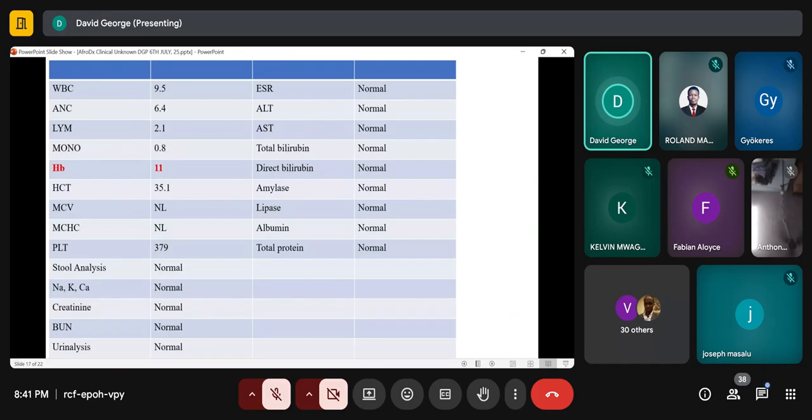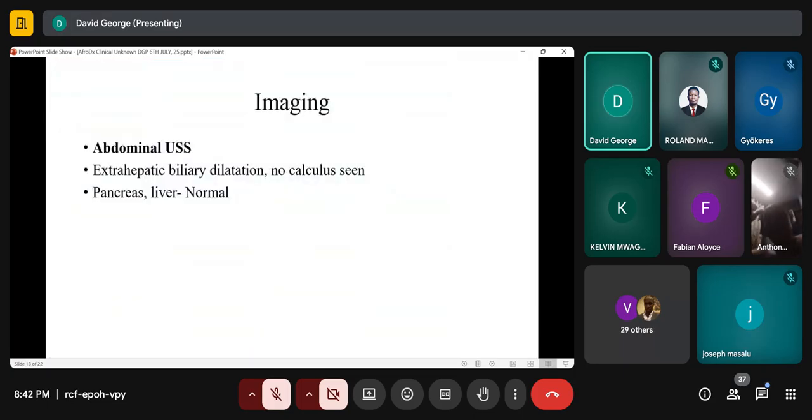Yeah, so here the labs, we do not have anything much. So here is the CBC. What I highlighted is what seems abnormal for me. Otherwise, stool analysis was done, electrolytes, creatinine, BUN, urinalysis, as well as liver enzymes and some liver function tests, pancreatic enzymes, which were all within normal limits. ESR was normal. And then an abdominal ultrasound was done, which reported extrahepatic biliary dilatation. However, they did not report any calculus. The pancreas and liver were reported to be normal, and other parts, including the kidney, were also reported to be normal.